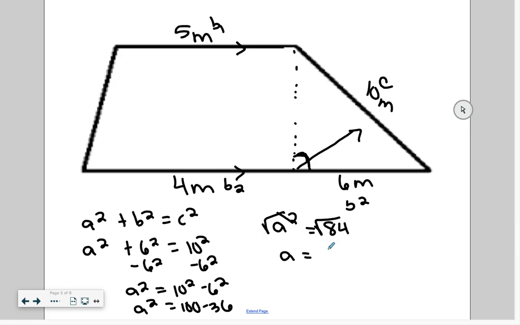So you can put this in your calculator. I hope that you remember off the top of your head what it is. But the square root of 64, not 84, guys, that's my bad. The square root of 64 is 8. So that means our height is 8 meters.